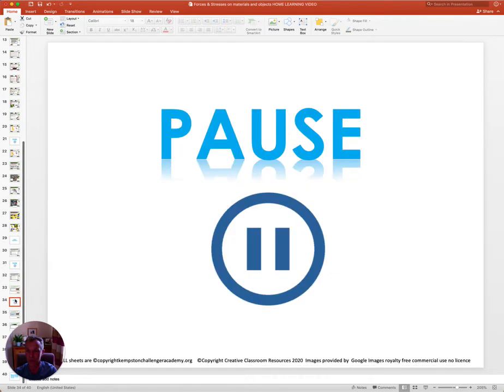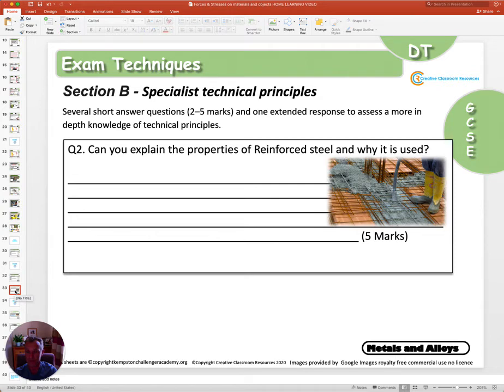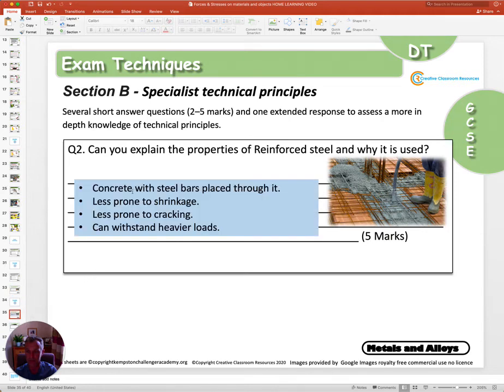Okay, you can pause the video there if you want to. Give yourself a little bit of time. And you can see this is worth 5 marks, so we're looking for several bullet points here. So the answer would be steel bars are placed through the concrete, so it is less prone to shrinkage. The concrete's not going to shrink. Less prone to cracking. Can withstand much heavier loads. If you think about a car park that's been built, the majority of it you'll see is made out of reinforced concrete. If you think about a bridge, underneath it is made out of reinforced concrete.